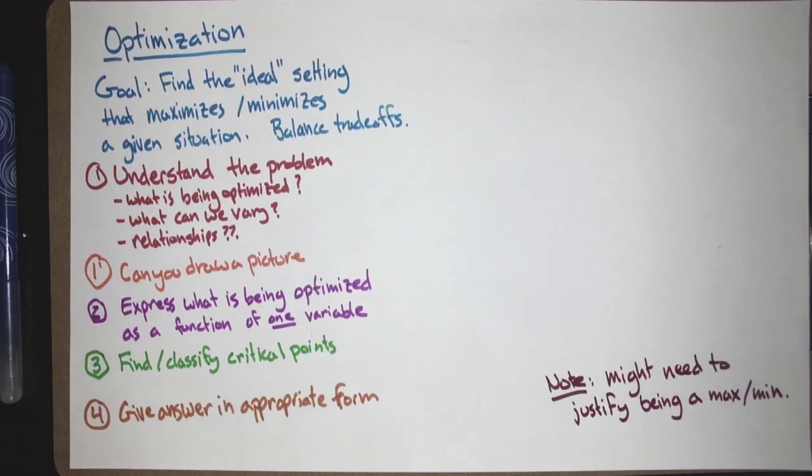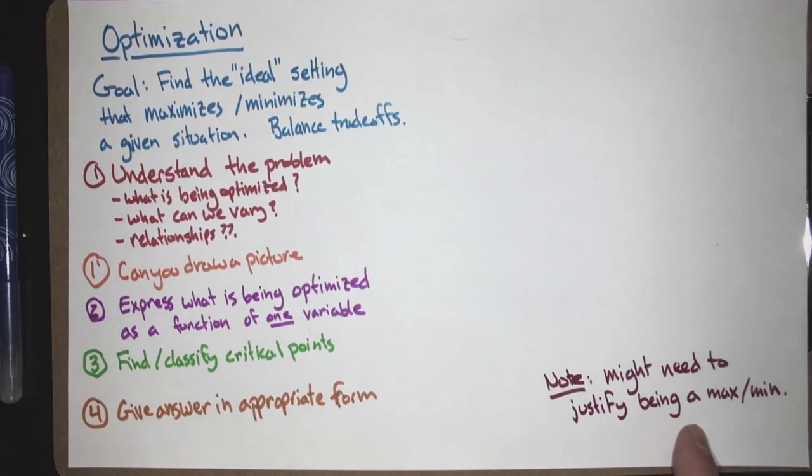They might be giving you a geometrical shape. They may say, okay, what's the volume? Or they might say, what are the dimensions of your shape? So make sure you understand what they want as the answer, and give them the answer that they ask for. And be prepared. You might have to justify being a max or min. All right, so that's the quick summary.